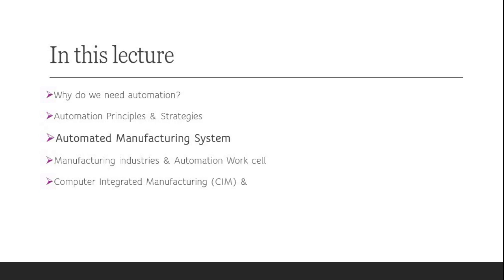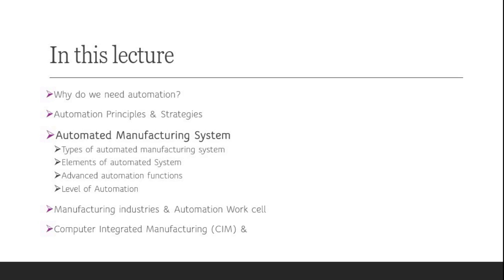In this part of the automated manufacturing system, we will take a look into what makes an automated manufacturing system itself. Okay, so we're going to take a look at types of automated manufacturing system, and as we talk about that, we will basically look further into what makes an automated system automated. So we will take a look at the elements, and then the automated system itself can be very basic, and the advanced automation functions can also be put into the automation processes, and we will take a look into that, as well as the level of automation that can be achieved in manufacturing.